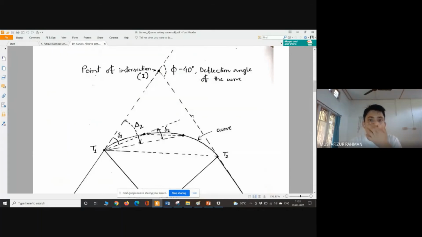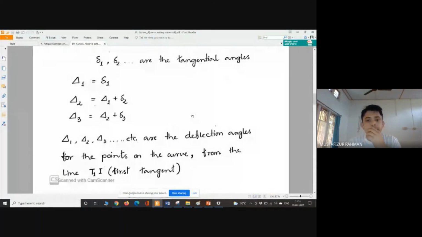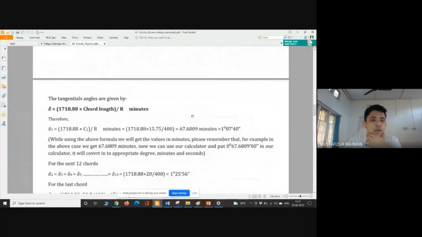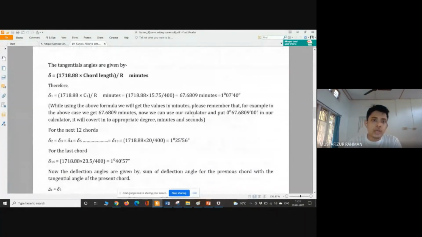Then this is our formula. This formula we have to remember: 1718.88, but we will do 1719. Okay, we can round it off, 1719. This is the chord length that we are assuming, and this is the radius of the curve. So this will give us the deflection angle in minutes.